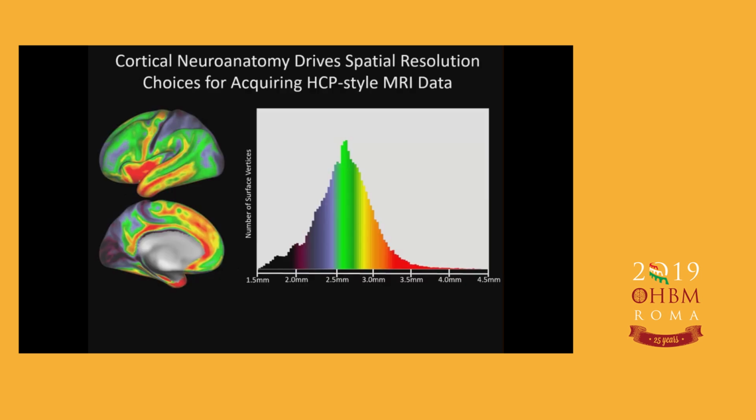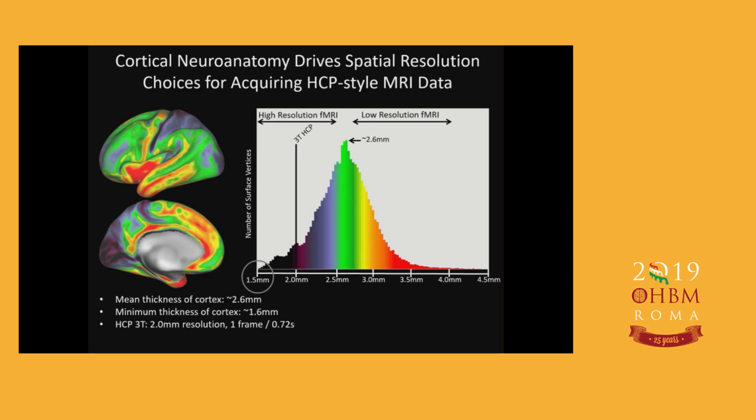where we had all of these modalities. So cortical neuroanatomy drives the initial question of what spatial resolution we should use to acquire our data. Over here on the left, we have a group average map of cortical thickness, and on the right we have a histogram of that map. We can see that the mean cortical thickness is around 2.6 millimeters. Traditionally, people have acquired their functional MRI in this region, say 4 millimeters or 3 millimeters. And so we're going to call high-resolution fMRI, fMRI that's less than the mean cortical thickness, which we can see here. I'll point out also that the minimum cortical thickness is 1.6 millimeters.